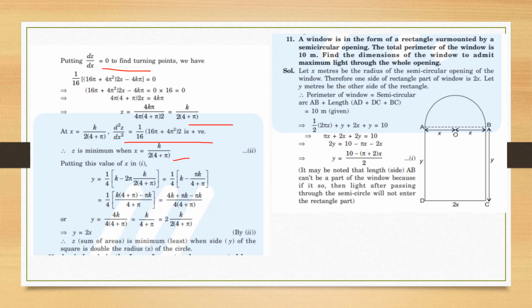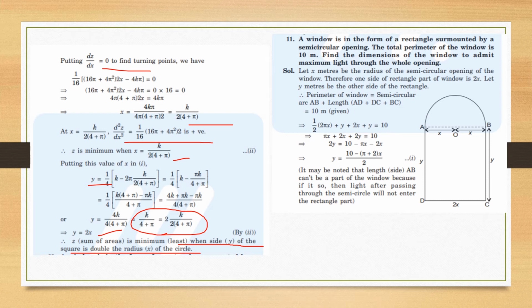Now I will put it in y. All the values will give me 2 times k upon 4 plus pi, which is 2 times k upon 2 into 4 plus pi. That means y equal to 2x. So the sum of areas is minimum when the side of the square is double the radius of the circle. That's another important question.